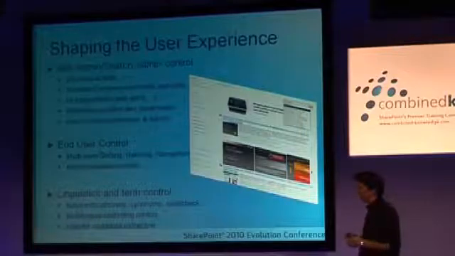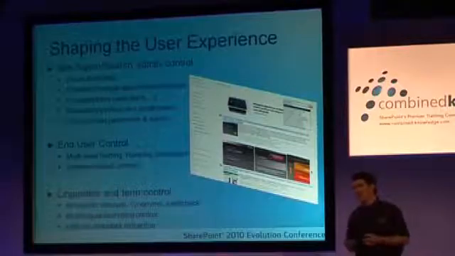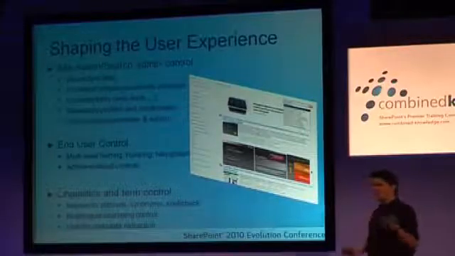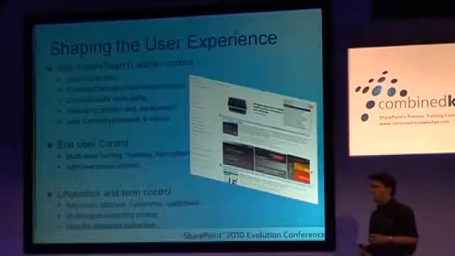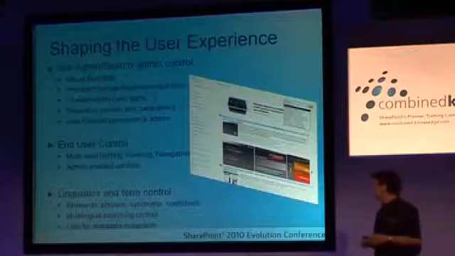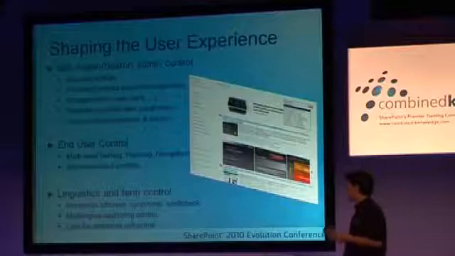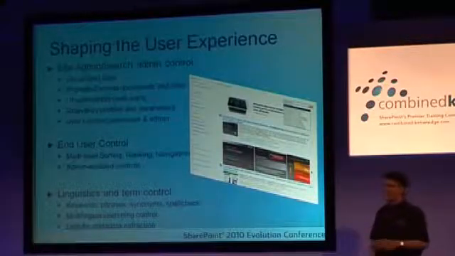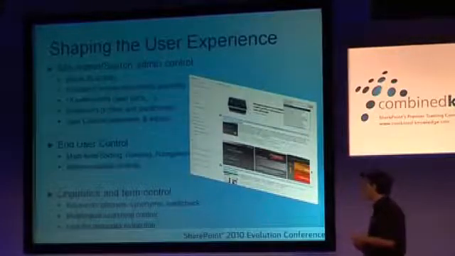Relevancy profiles and parameters, also very, very important. The ability to dynamically boost certain managed properties within search results so they appear higher than others. End user control, sorting, ranking, navigation. Deep refiners here again on the left, very important from a navigational context. Linguistics and term control. So again, the things that we're used to: keywords, phrases, synonyms, spell check is also an important one, and did you mean, and all of those kinds of things.